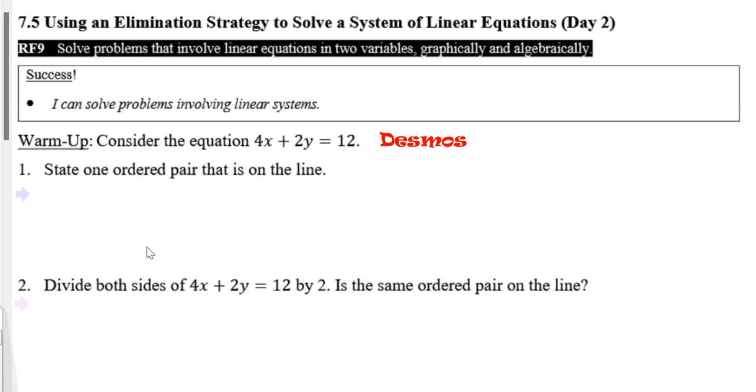This is Math 10C. Welcome. Today we are looking at lesson 7.5. Chapter 7 is all about systems of linear equations.